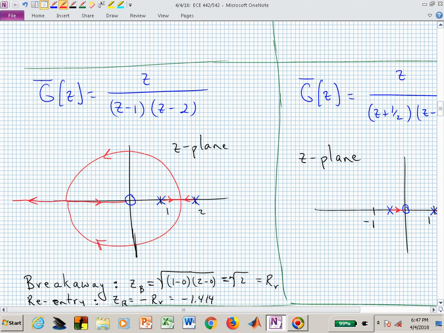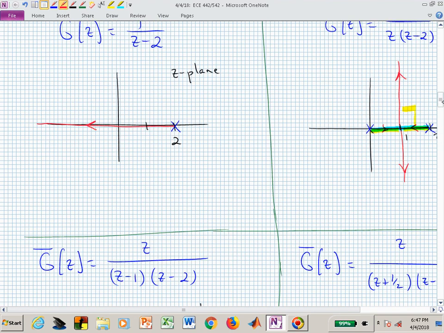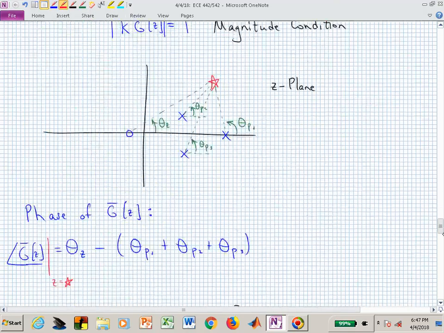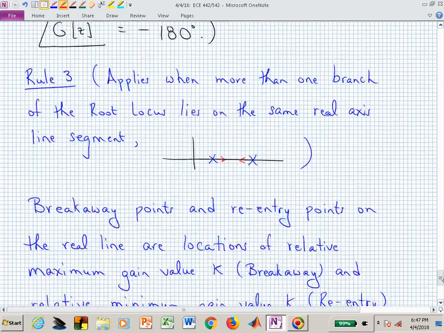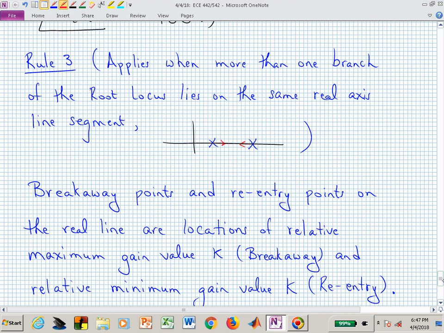So we have breakaway and re-entry, but we don't always have to have a re-entry. Is that clear? Here we have a breakaway in the upper right. No re-entry. They just kept going off to infinity. So we could have breakaway without re-entry. We could have breakaway and re-entry.